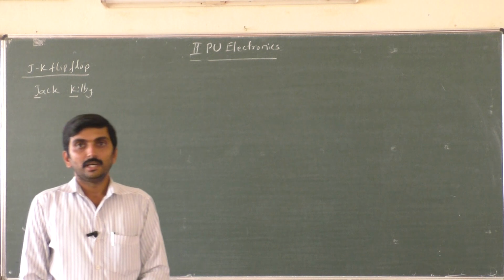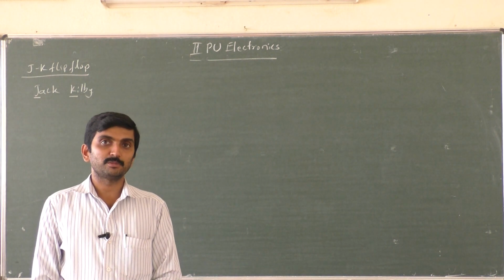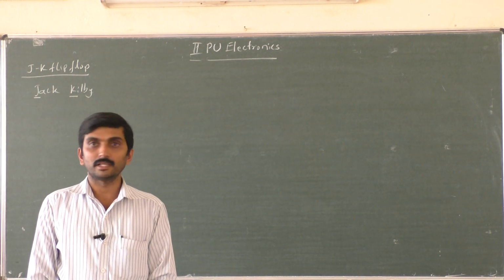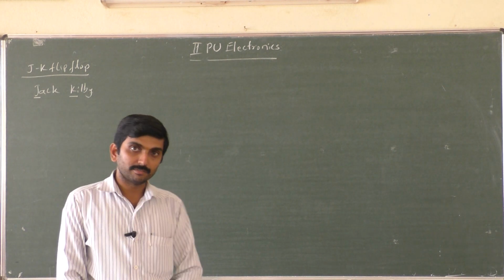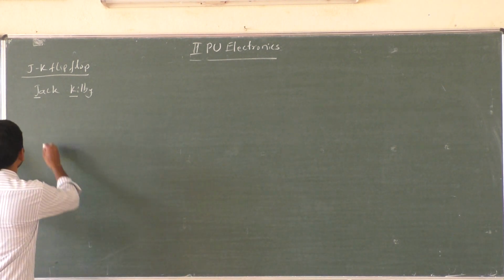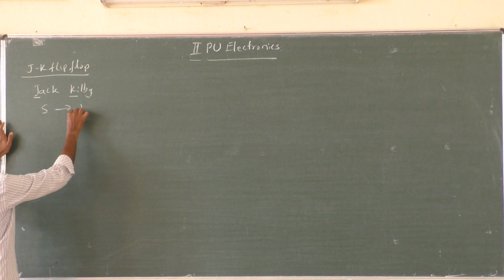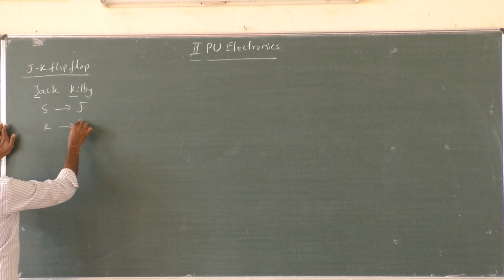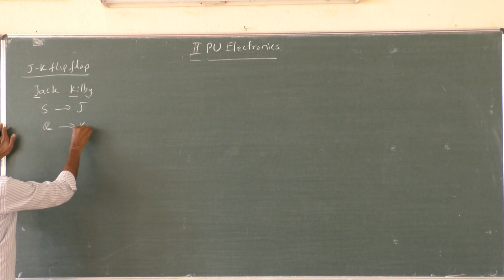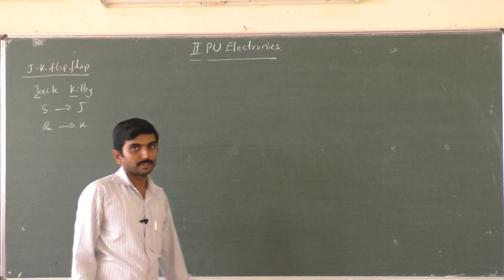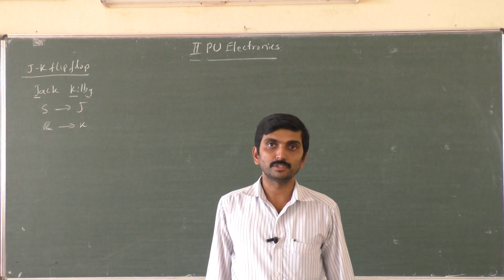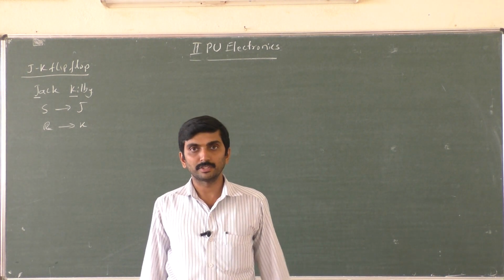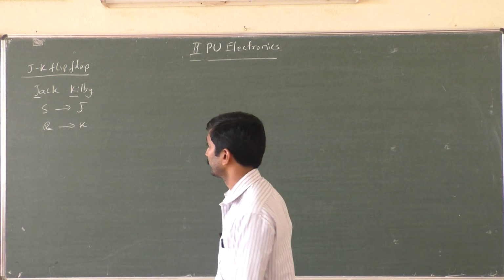Instead of S, we have used J. The function is similar to S, and the function for K is similar to R. So instead of R, we are using K notation, and instead of S, we are using J notation. This is the difference, nothing else.